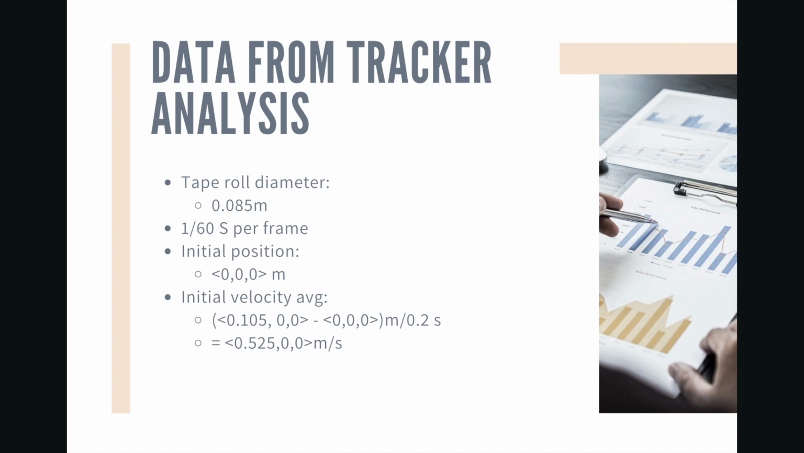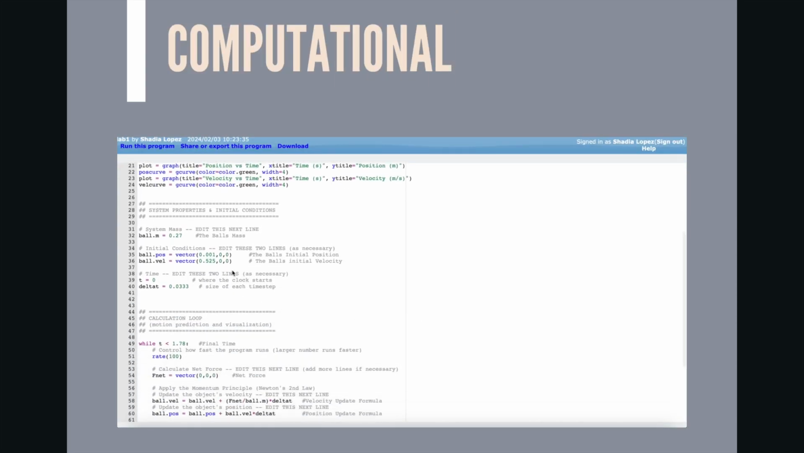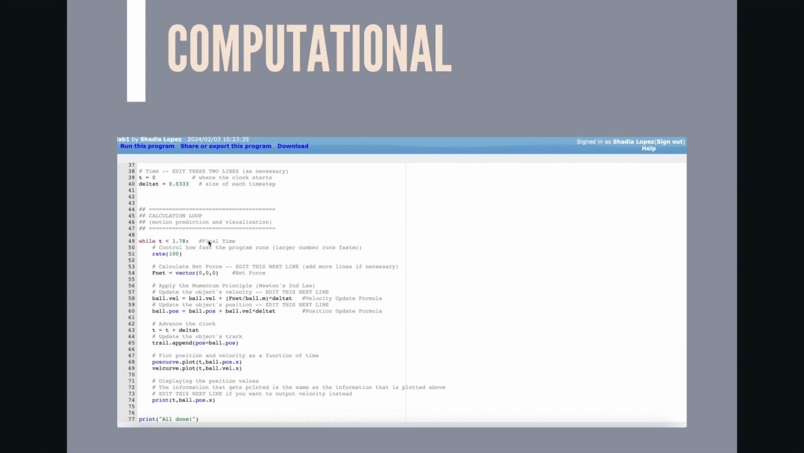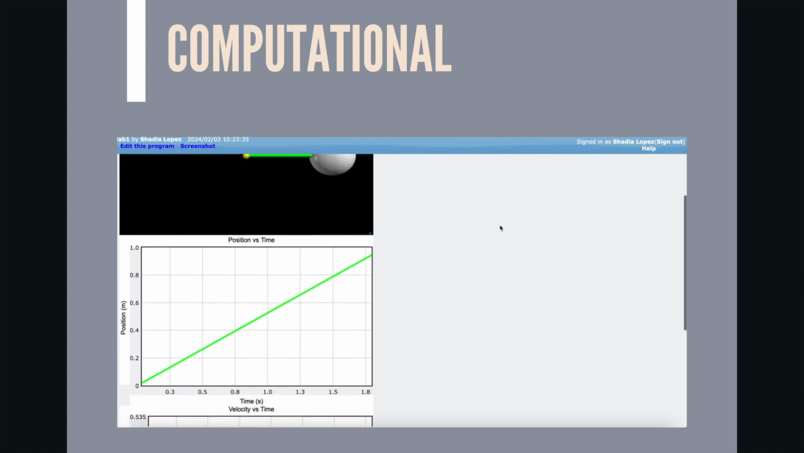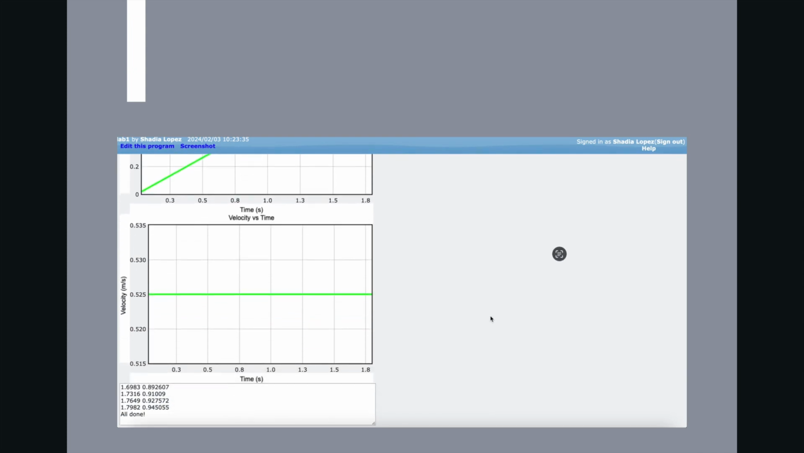To obtain the initial average velocity, we use the formula final velocity minus initial velocity divided by time, which gave us 0.52500 meters per second. For this part, we used GlowScript, and here we can see the initial conditions, where we just plugged in the values previously found, as well as the calculation loop, and we inserted the values in the code. After having the code done, we run the program and we obtain these graphs where we can see the position versus time graph as well as the velocity versus time.